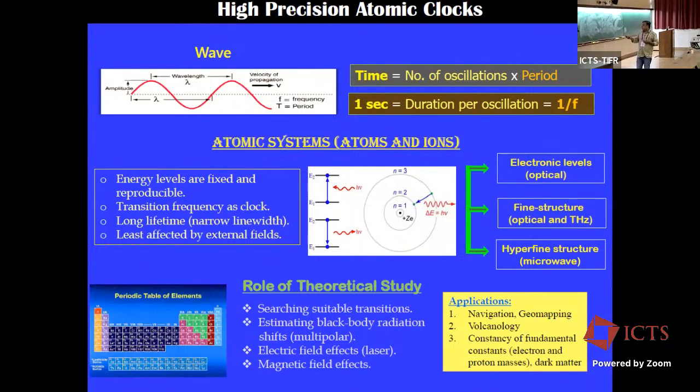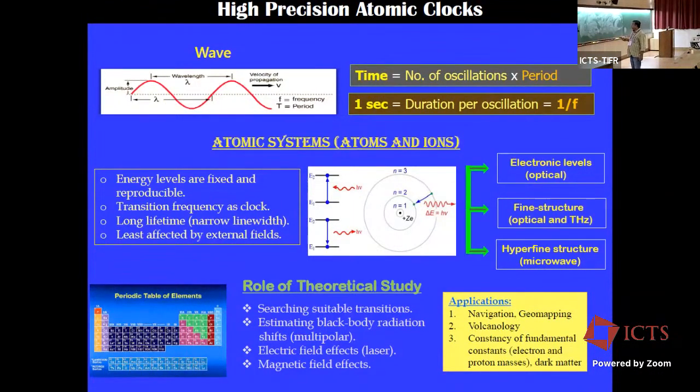And also if you want to estimate Stark shifts, or predict magic wavelengths, and so on, or the effects of magnetic fields, those are the roles atomic theory will play. Okay. So now if you have high precision atomic clocks, we can use them for navigation and geomapping, that is a well known fact.